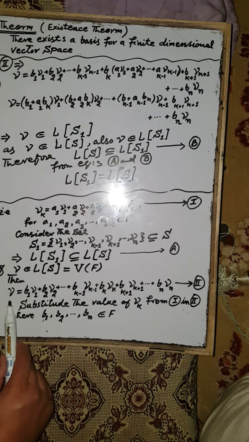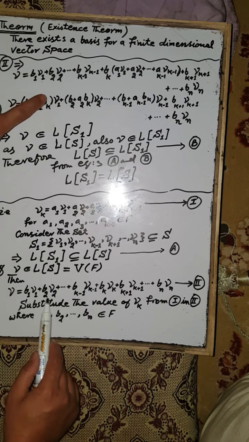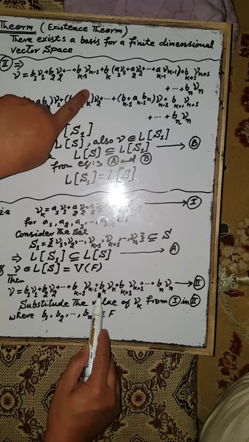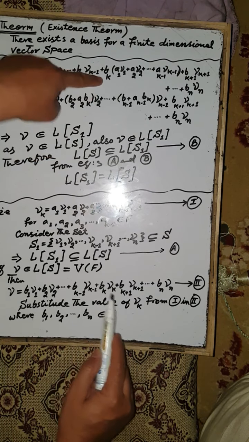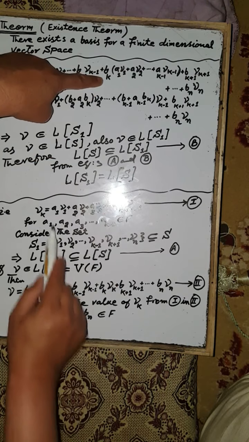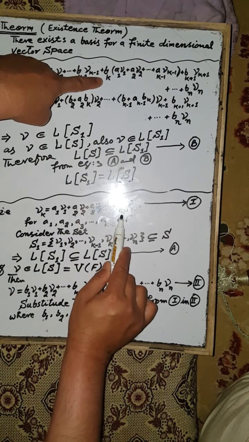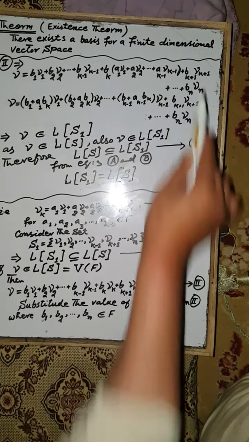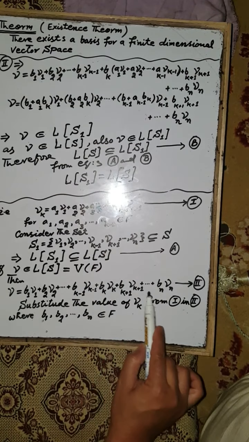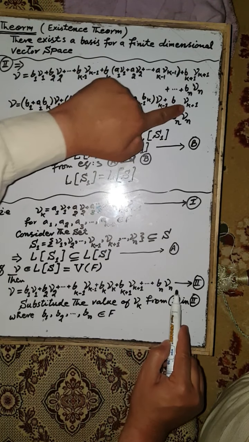We have, equation number second implies v is equal to b1 v1 plus b2 v2 up to so on bk minus 1 vk minus 1 plus bk multiplied by, substituting the value of vk from equation first, a1 v1 plus a2 v2 plus up to so on ak minus 1 vk minus 1 plus bk plus 1 vk plus 1 plus up to so on bn vn.